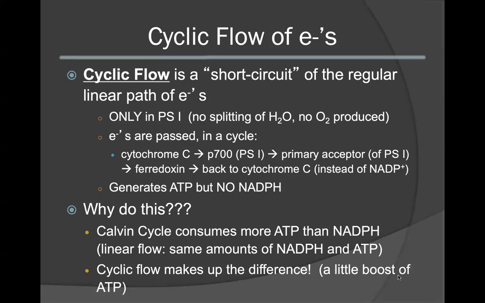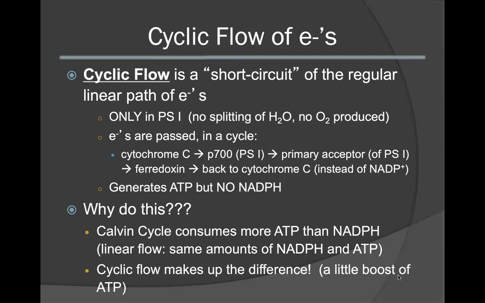in the photosynthetic pathway. This only occurs in photosystem 1, which means that there doesn't need to be any additional splitting of water and no additional oxygen is going to be produced by the cyclic flow of electrons. We're simply going to be recycling these electrons through the photosystem in order to produce a bit more ATP.